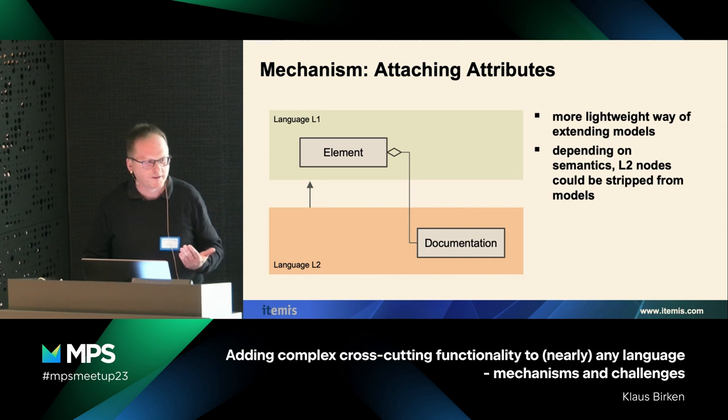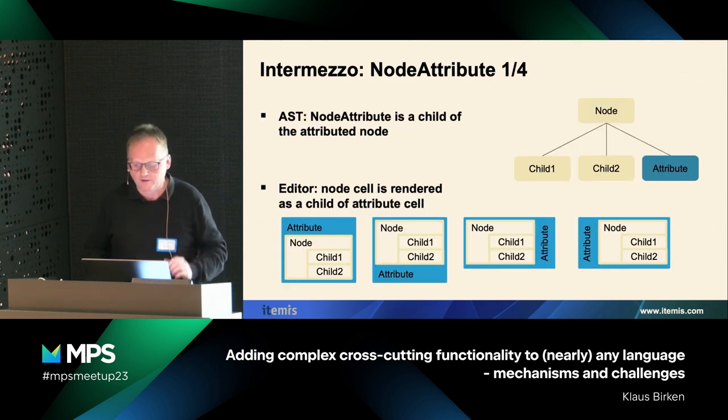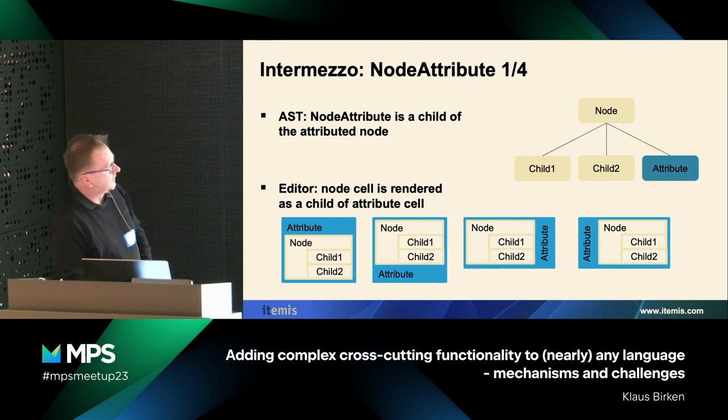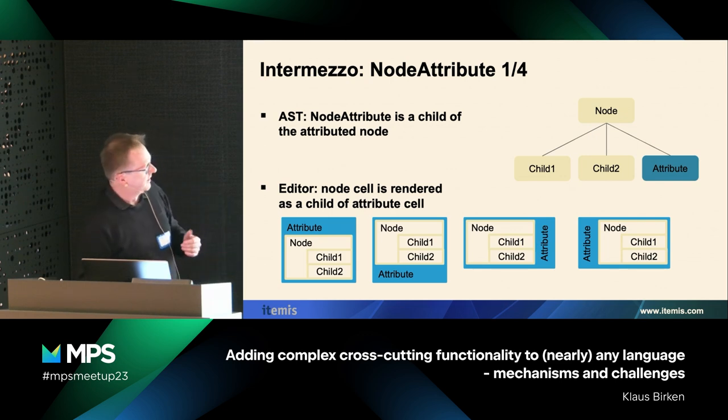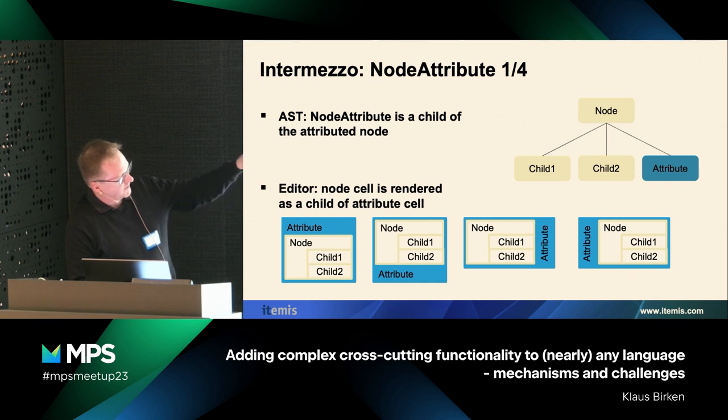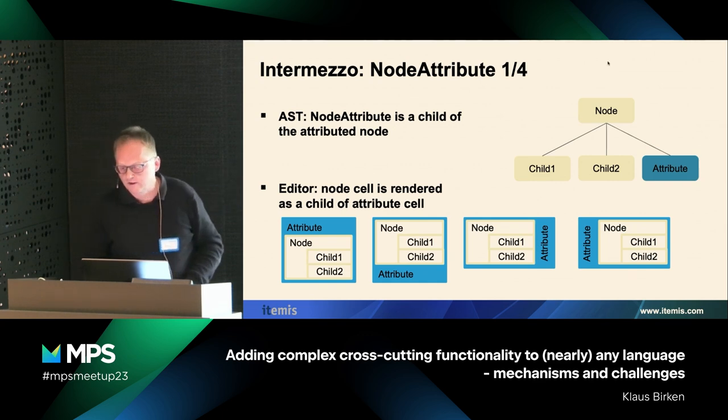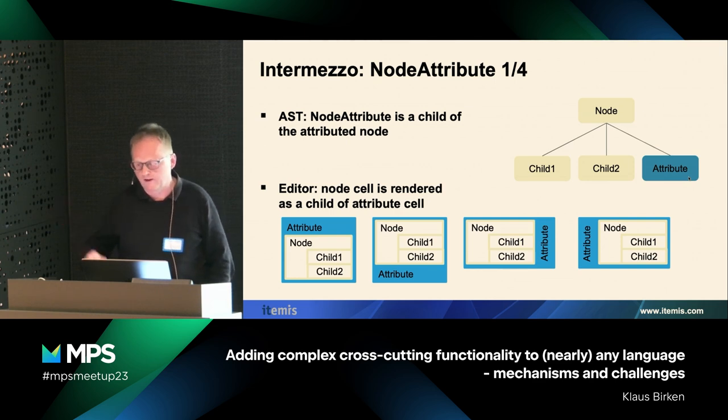Now I have a short intermezzo looking at those node attributes. Most of you will already know what node attributes are, but still I want to give a basic explanation. A node attribute is some element of an AST, but with one special property: it's stored below its owning node, which is the thing on the left here. This node has two children, but it can also have one or many attributes, and they are stored very similar to the children in the containment hierarchy.